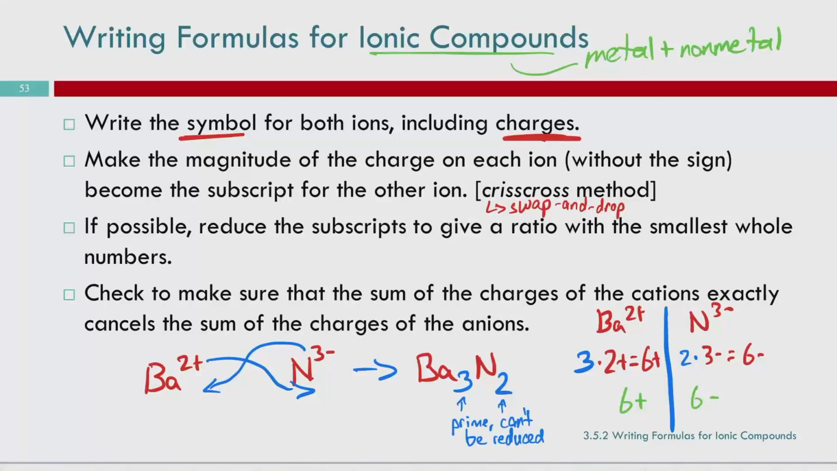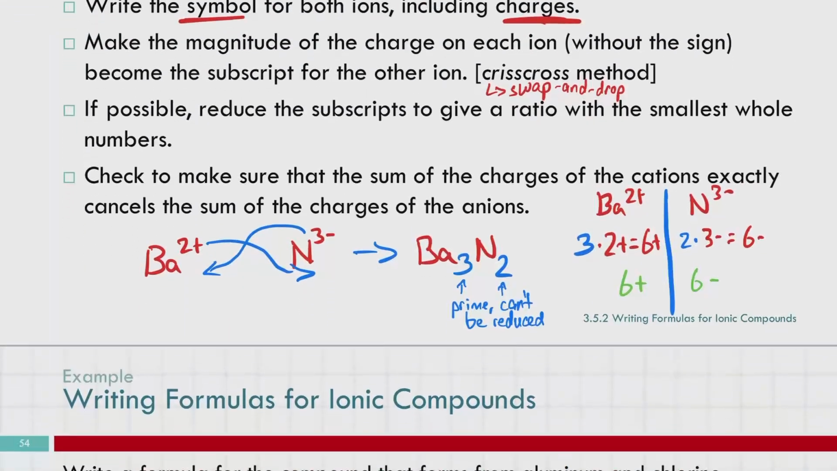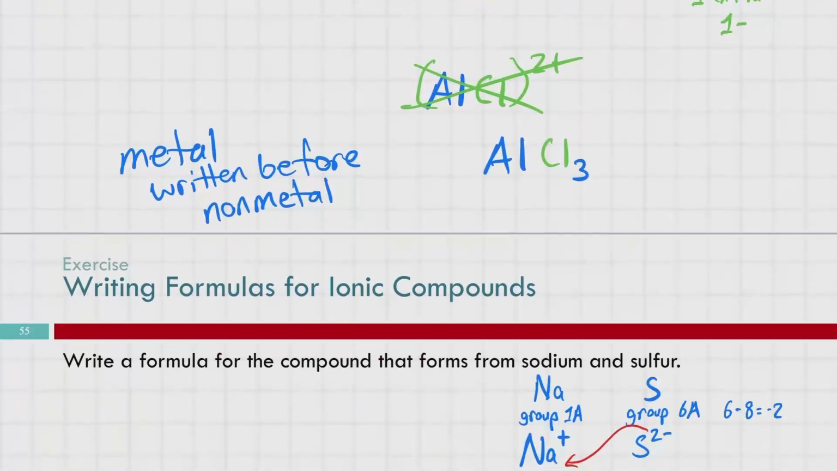The fast way to balance these out is to crisscross them. So you take the charge, just the number part of your metal, and you make that the subscript of your nonmetal. You take the number on the nonmetal, and you make that the subscript for your metal, and boom, bam, bop, you've got your formula. And you can do that for pretty much anything.